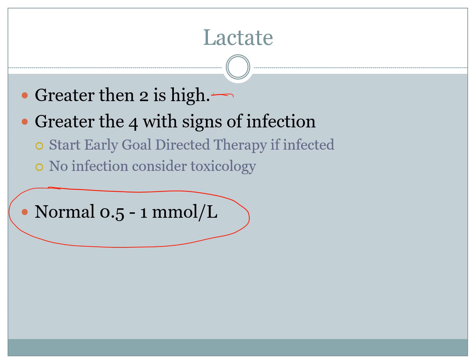Okay, you actually have hyperlactemia if it's over 2. Now if it's over 4, you need to see if the patient has an infection. So if you've got signs of an infection with a lactate over 4, then you need to start your early goal-directed therapies, which is your management for septic shock and things like that. If there's no signs of infection, then you can look at other shock states.